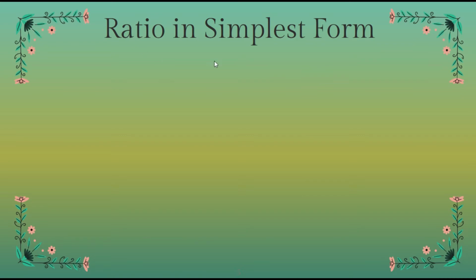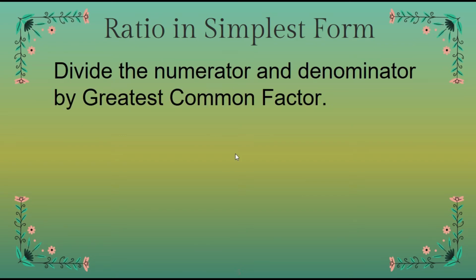Since we can write a ratio as a fraction, we can also simplify it. How? By dividing the numerator and denominator by the GCF, or the greatest common factor. So what is the GCF of 6 and 8? That is 2. So if you divide both the numerator and the denominator by 2, you will get 3/4. And 3/4 is the simplified form of 6/8.